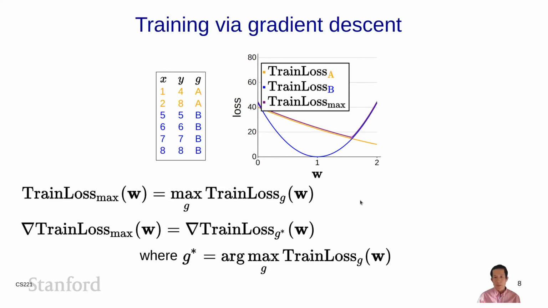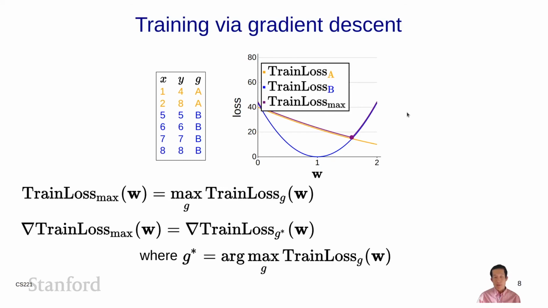So let's look at this picture. Basically, we want to take the gradient of this purple curve, right? And so if you're over here, the gradient of the purple curve is exactly the gradient of the loss on group A. And if you're over here, the gradient of the maximum group loss is exactly the gradient of group B. It corresponds to g star being A over here, because group A is worse, and g star being B over here, because group B is worse.